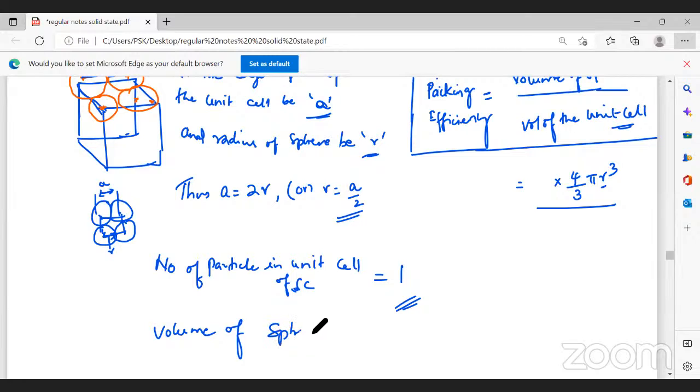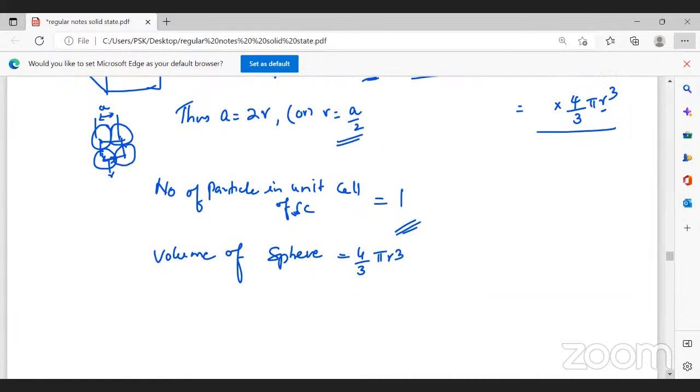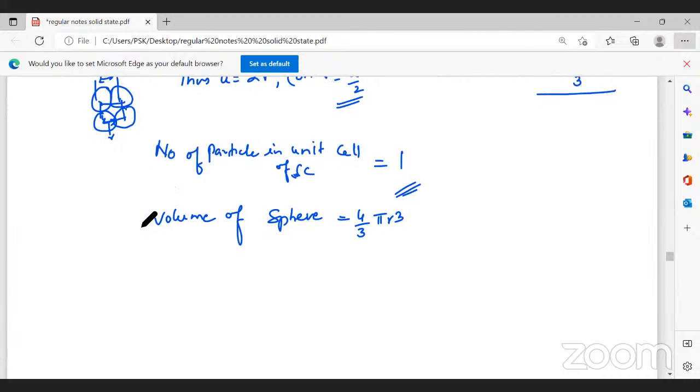Volume of the sphere is 4 by 3 pi r cube. This you know very well. Now you tell me, what is the volume of the cube? Volume of the cube is length into breadth into height, no? Length into breadth into height.